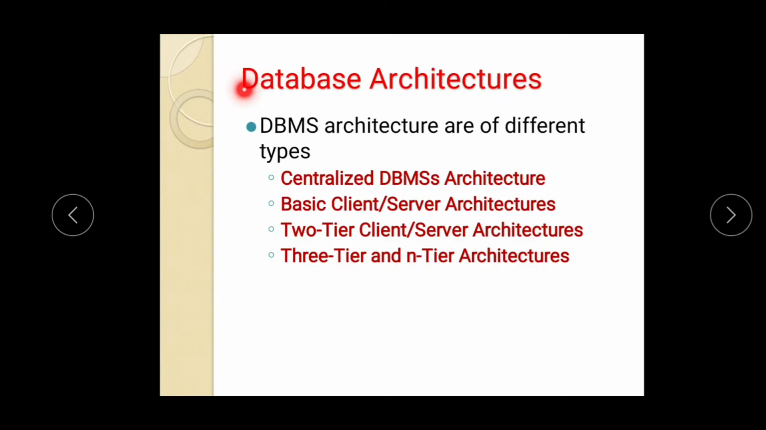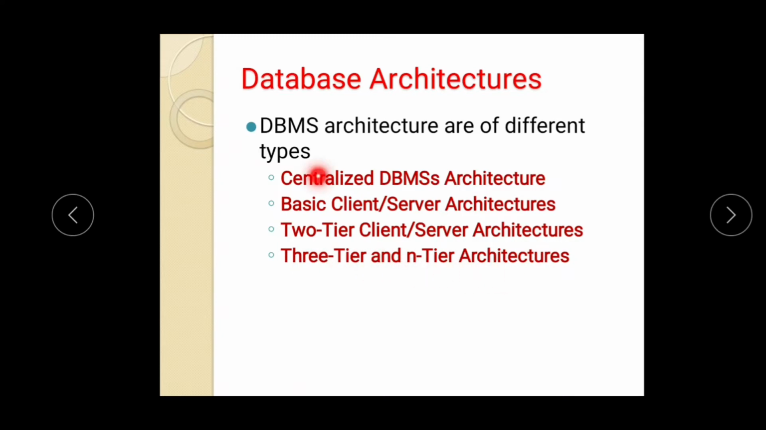The next very important topic we are going to discuss is database architecture. A database can have different types of architectures, and we will see how a database can be implemented using these architectures. DBMS architectures are of different types. First is the centralized DBMS architecture, then the basic client-server architecture, 2-tier client-server architecture, 3-tier and n-tier architectures.